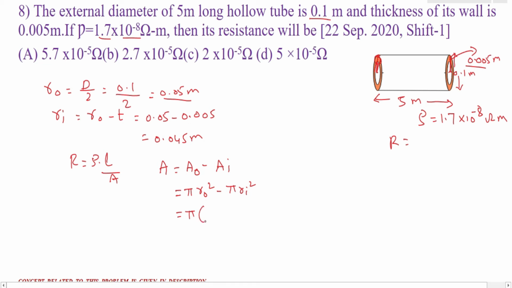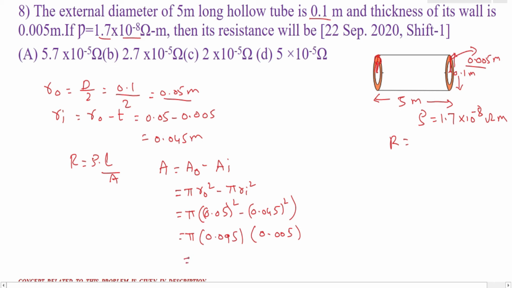If I take pi as common and substitute ro and ri, what will I get? Pi into the value of ro is 0.05 whole square minus the value of ri is 0.045, that is 0.045 whole square. Okay, now this is a square minus b square. This can be written as a plus b into a minus b, that is pi into a plus b, that is 0.095 into a minus b, that is 0.005.